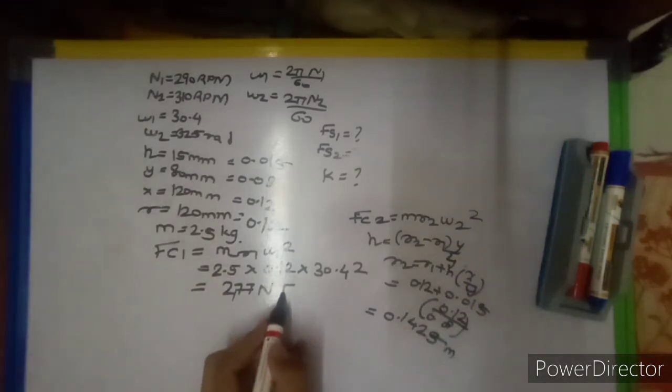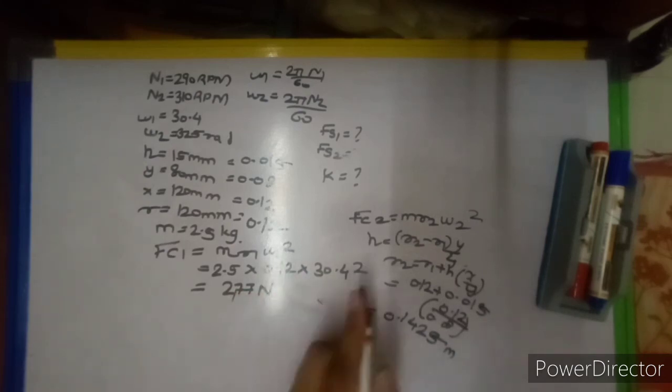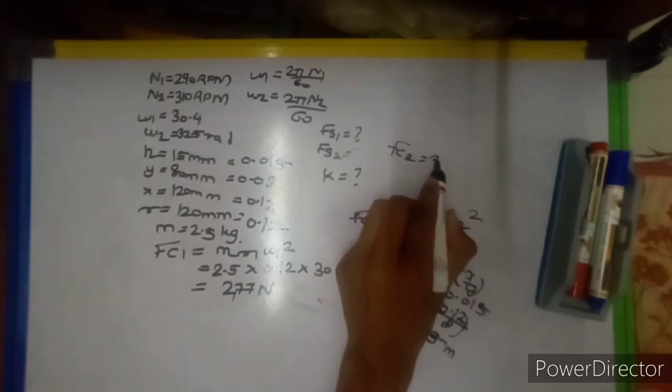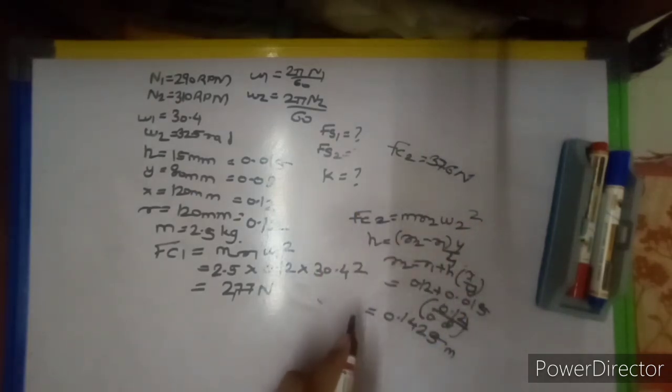Now you will go with Fc2. What is Fc2? Fc2 is m r2 omega2 square. So Fc2 you will get as somewhat 376 Newton. See, there is no need of even drawing the diagram. It's only for your better understanding and visualization.